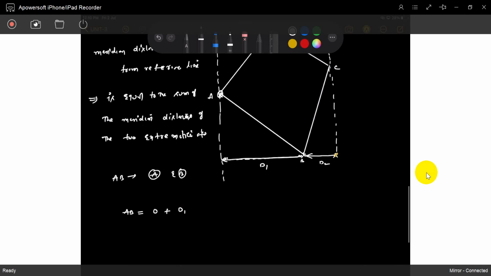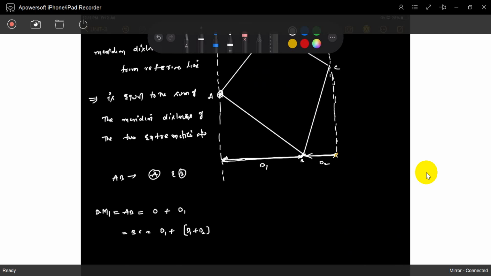So that is AB. That is M1, so the meridian distance I will now call DM1. For BC, what is the meridian distance of B? It is D1. For C, it is D1 plus D2. Understood? So double meridians.